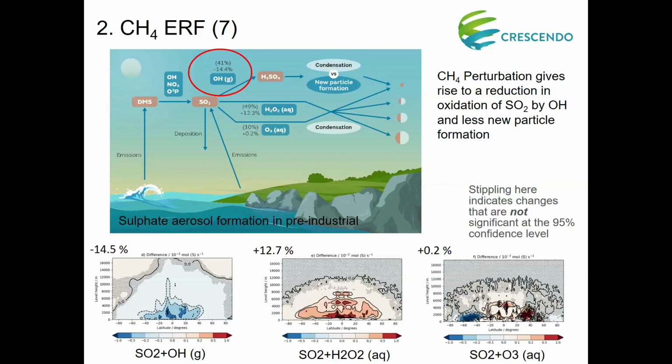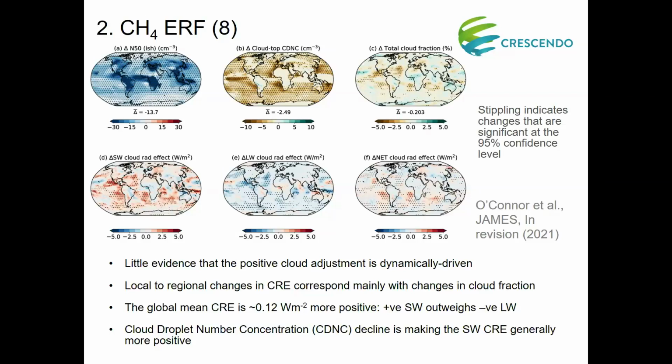So what does this impact of the methane perturbation and the oxidation pathways do in terms of aerosol and cloud? We'll have seen from an earlier slide the reduction in aerosol number in both the Aitken and accumulation mode. We can calculate N50, an estimate of the number of particles that are large enough to activate cloud. And you'll see that there's a near global reduction in N50. The stippling here is showing the regions of the globe where that change is significant at the 95% confidence level. You can see also that we're seeing a reduction in cloud top cloud droplet number concentration. And in the marine stratocumulus regions, we're seeing a reduction in total cloud fraction.